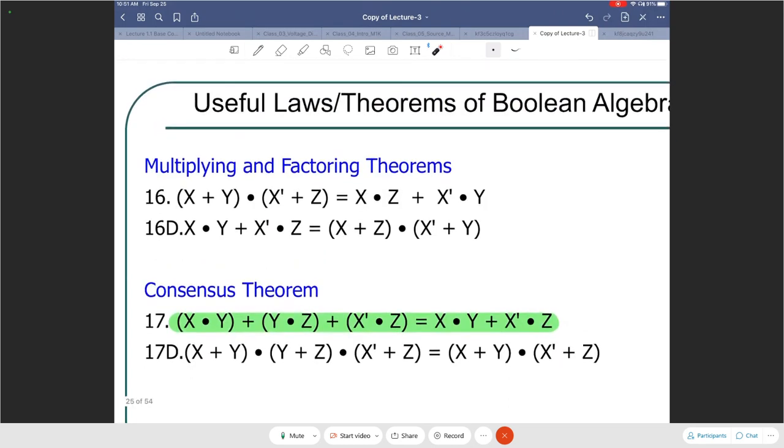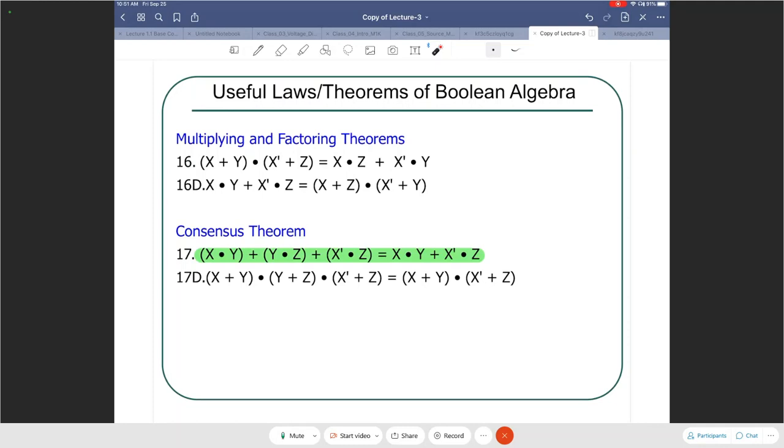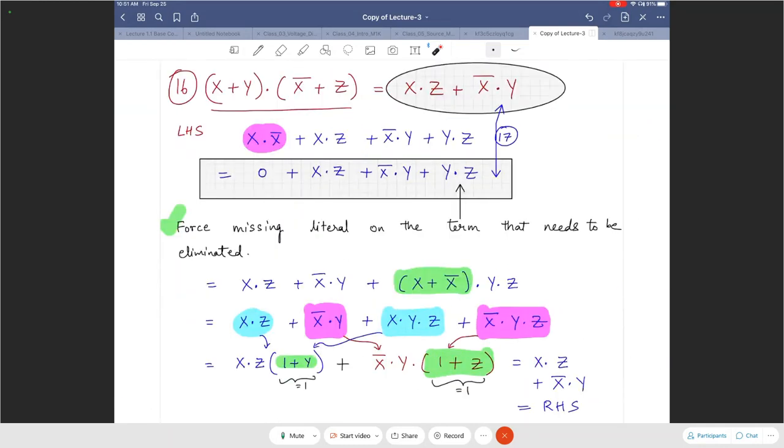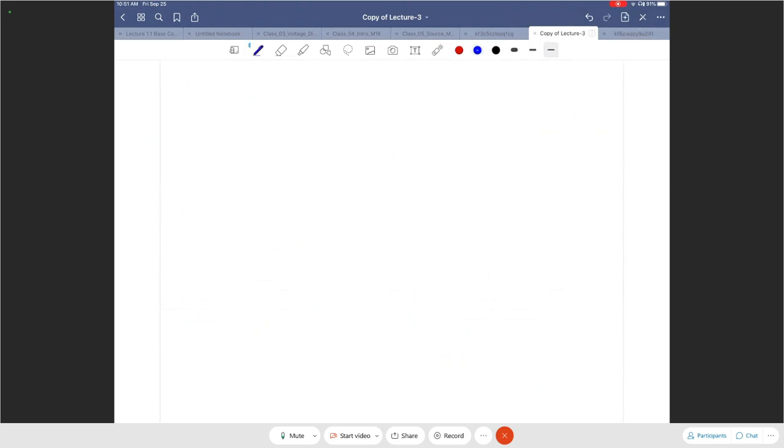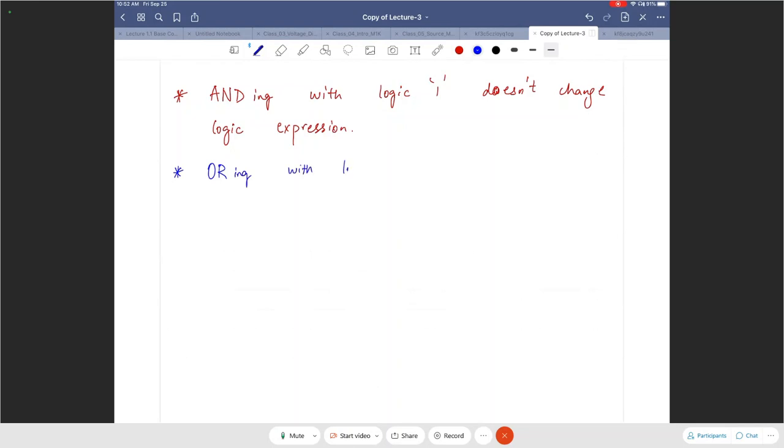All right. So let me add just a note here. ANDing with logical one doesn't change the logic expression. And similarly, ORing with logic zero doesn't change the logic expression.